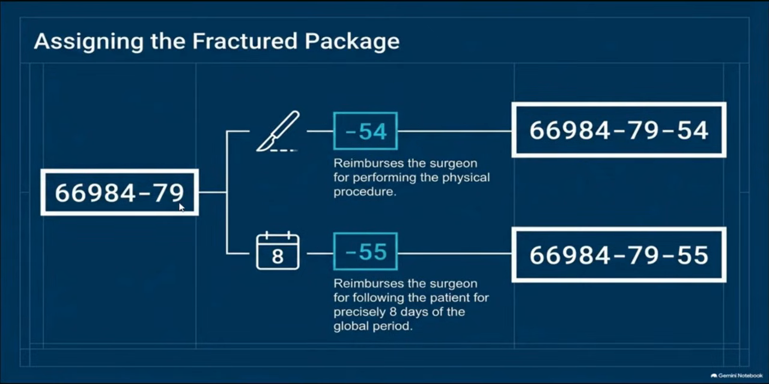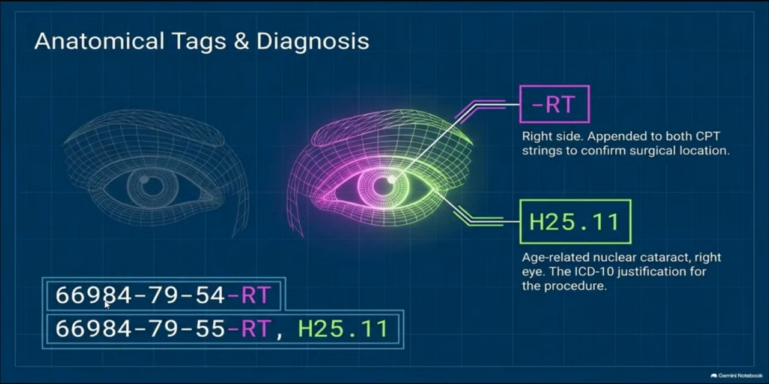66984 79 54, we have given for the surgeon who has done the surgery, cataract removal, and for 8 days we are giving the 55 modifier as well for the surgeon who has taken care for 8 days of post-operative management. So these are the final codes we have given: 66984 79 54 RT, 66984 79 55 RT, and the ICD-10 diagnosis code H25.11. So the first one, 54, is for the eye specialist and 55 we have given for the surgeon who is taking care for 8 days. So this is the final coding.